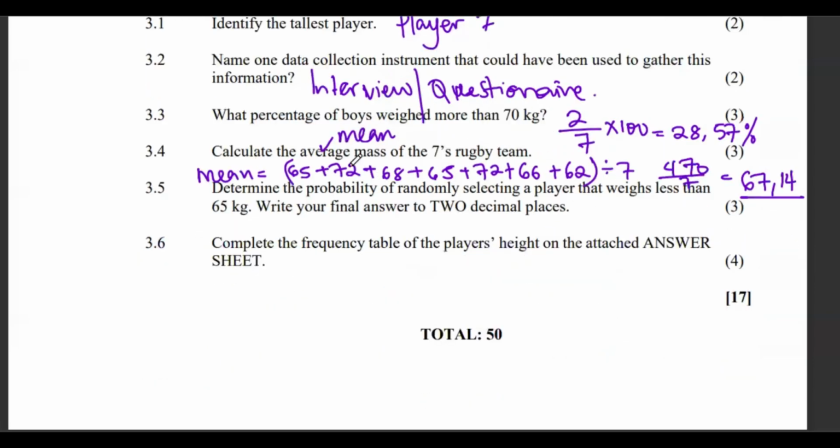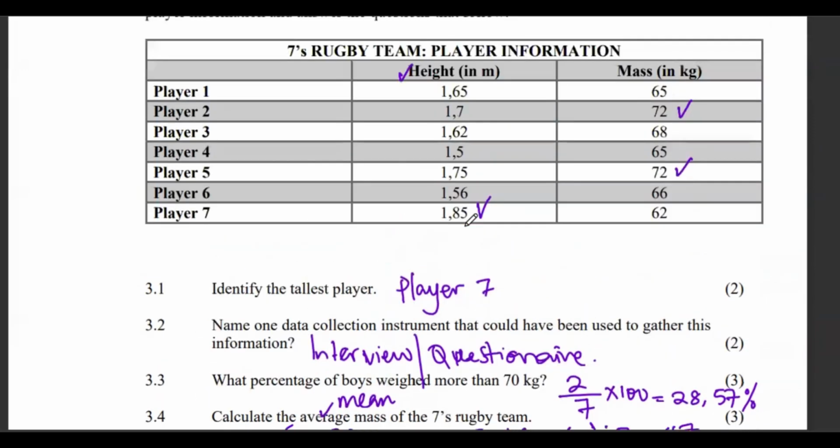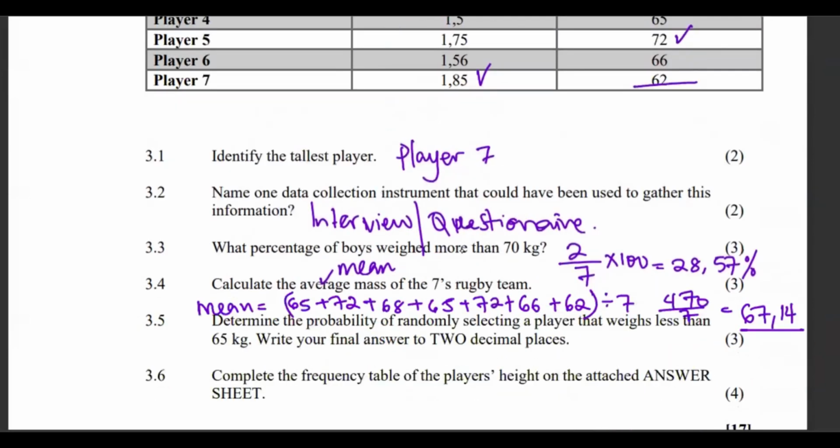3.5. Calculate the probability of randomly selecting a player that weighs less than 65. We are looking for players who weigh less than 65. So we come here and look at 65. We have 1. Actually, probability now will be 1 out of 7. Write your answer in decimal places. So we divide 1 by 7, we get 0.14, to 2 decimal places.